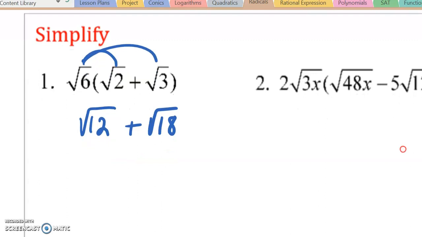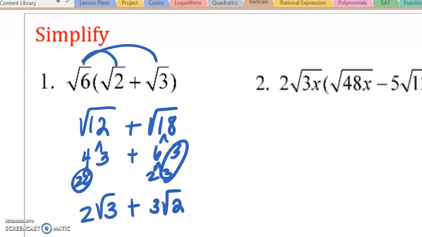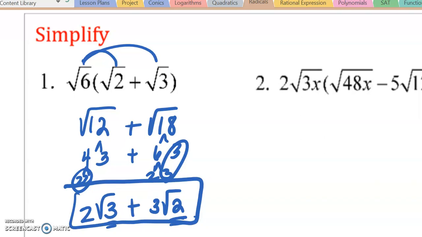So if you would finish this, please pause your video. Do 12, you actually get 2 root 3, and when you do 18, you get 3 root 2. Don't confuse them. This is a radical of 3. This is a radical of 2. You cannot add them together, and that would be our final answer.